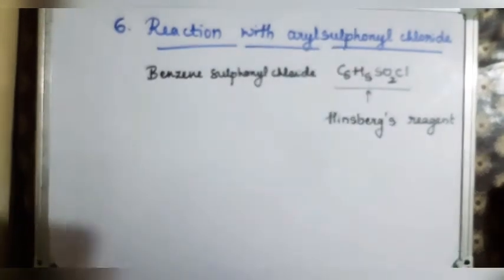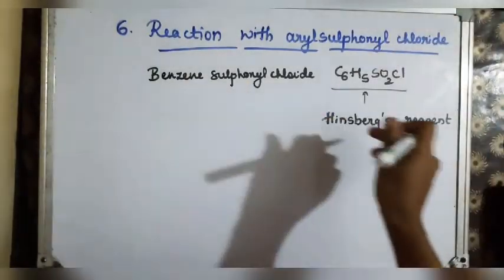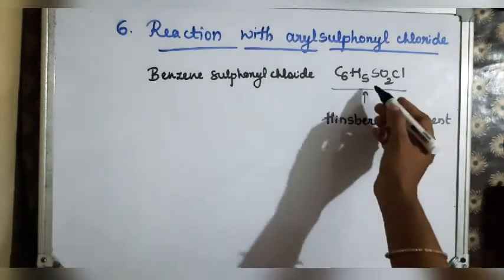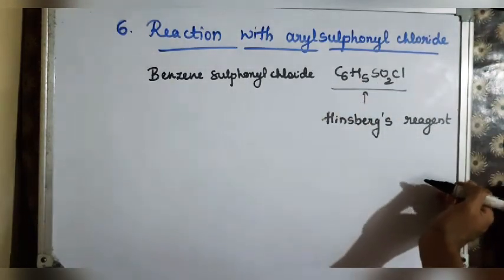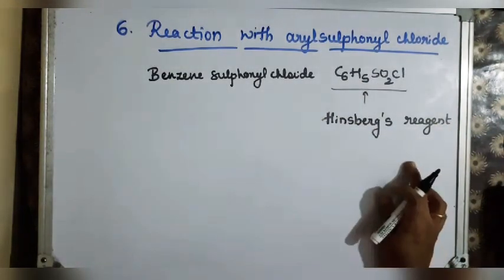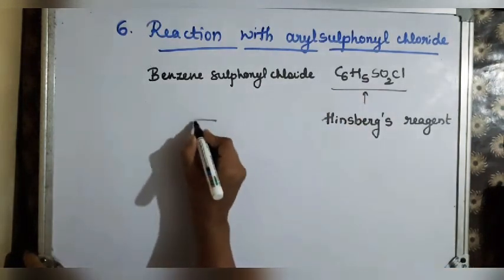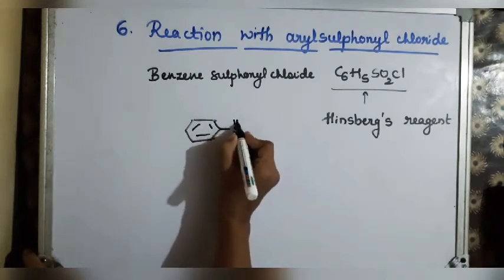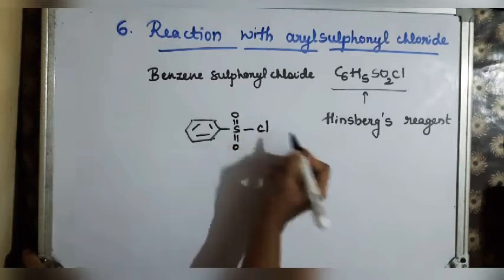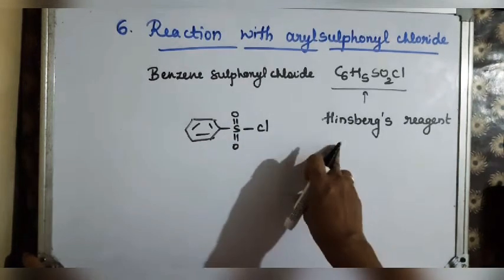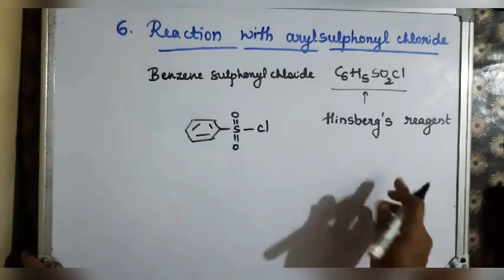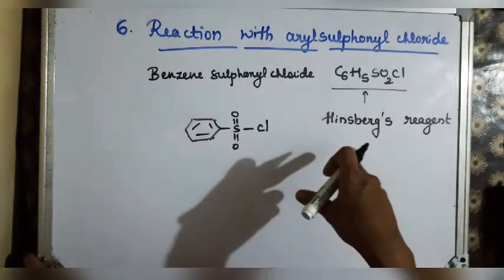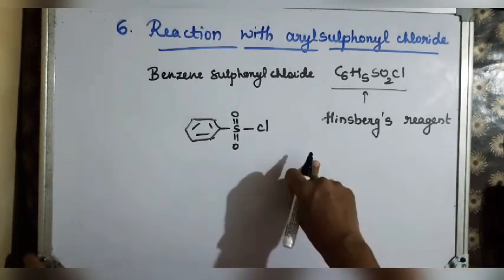The sixth reaction is reaction with aryl sulfonyl chloride. Aryl sulfonyl chloride is nothing but the benzene sulfonyl chloride, which is having formula C6H5SO2Cl. This is also known as Hinsberg reagent. Structure, you can write it like this: Hinsberg reagent, C6H5SO2Cl. This reagent is used to distinguish primary, secondary and tertiary amines. Primary and secondary are giving the reaction, but tertiary does not undergo this particular reaction.